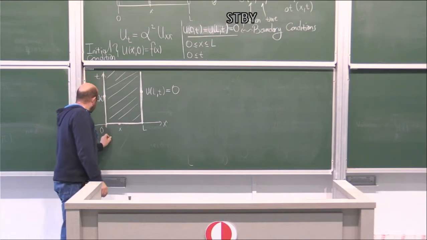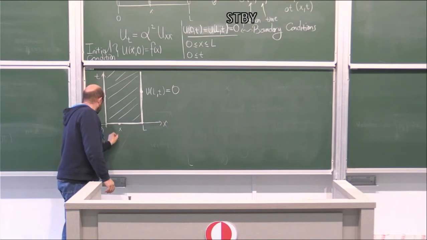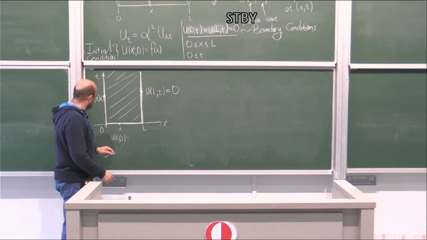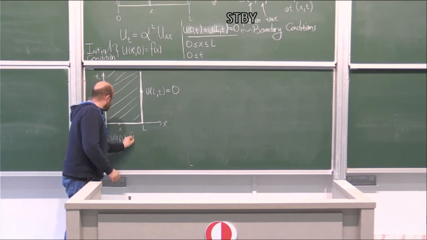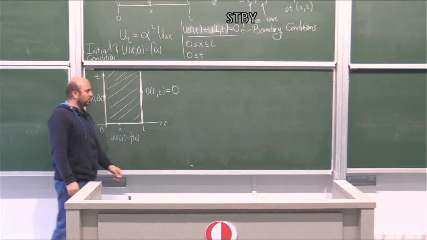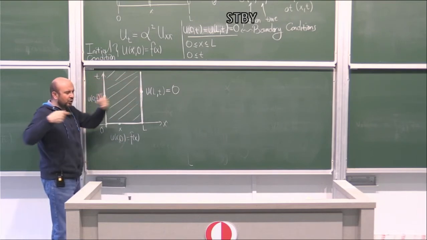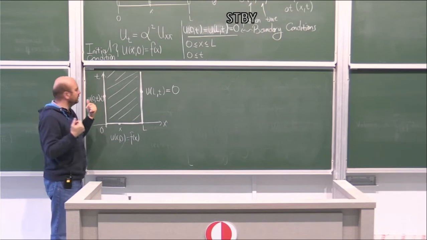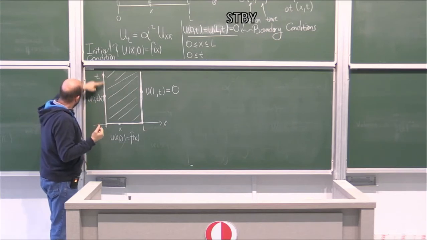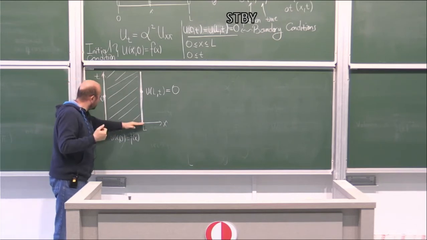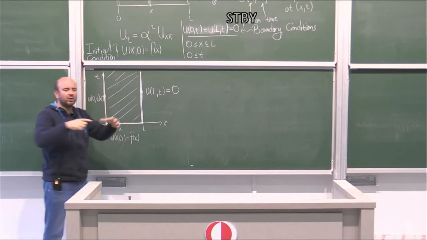So if you look at it, it will be x 0. From the initial condition, I know what this is. This is f of x. So basically, what this says is, yes, you are looking for a surface, but the boundary of the surface is already determined, because over this line and over this line, I know the solution.